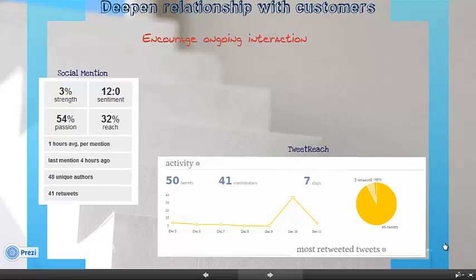Objective 2 of the campaign is to encourage ongoing interaction with Groupon customers. Measuring the success of this objective can be done through a few different metrics. The strength of Groupon Xmas will highlight how often people are mentioning the campaign. Social Mention also highlights that Groupon Xmas is being mentioned every hour on average. Tweet Reach highlights that Groupon Xmas was most talked about on the 10th of December.